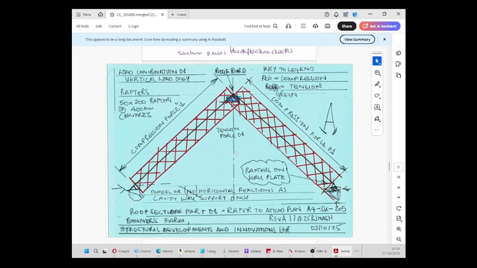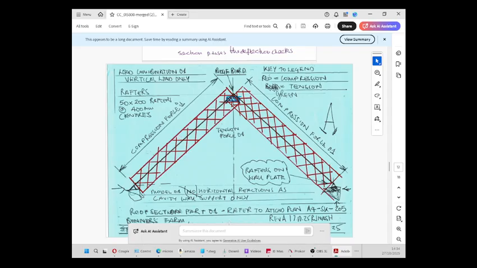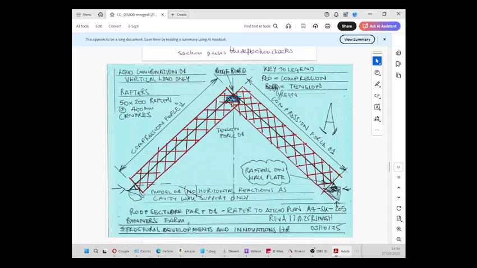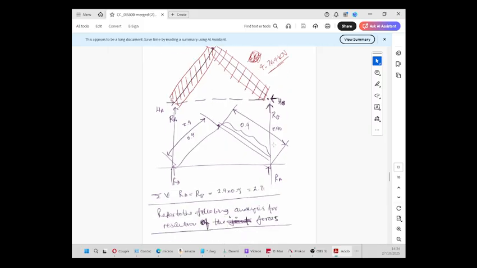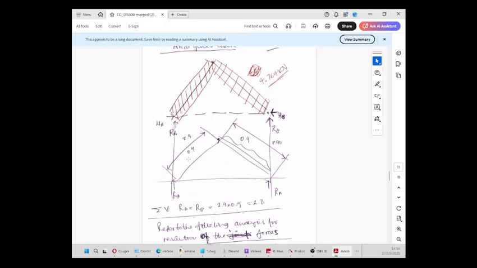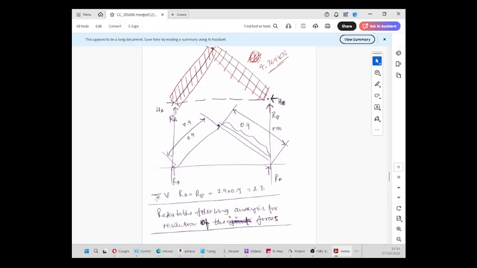So this is the axial force. The compression force is the diagonal line in both directions. Roof section part 1 refers to attached plan A4 SK205. I reckon the actual force is 4.764 kilonewton, because I did an equilibrium diagram. So the total V, RA plus RB, equals 2.9, times 0.9 is 2.71.